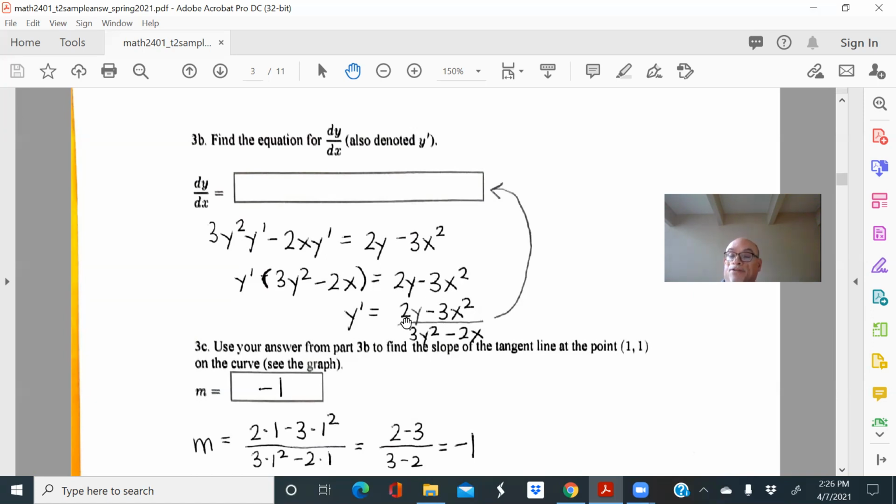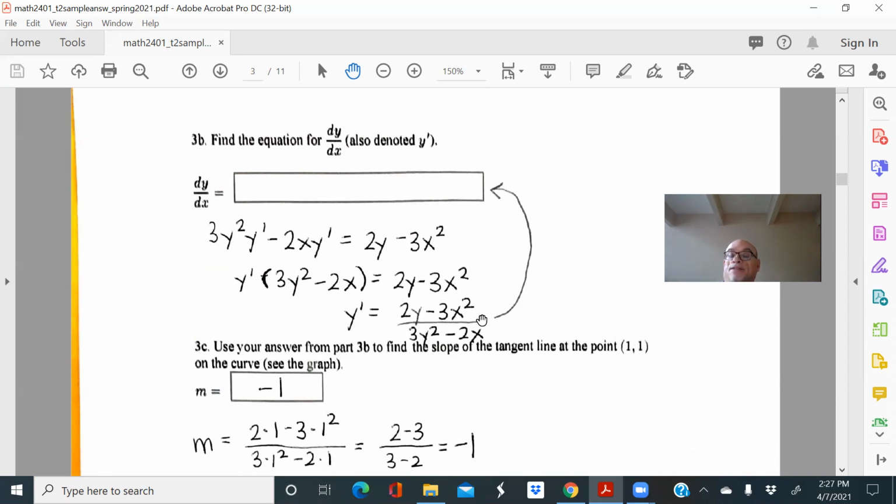So to evaluate this derivative, we need a value for both x and y. Well, that's exactly what we're going to be given in the next problem. So in part C, it says, use your answer from part B to find the slope of the tangent line to that curve, that Folium of Descartes, at the point (1, 1).